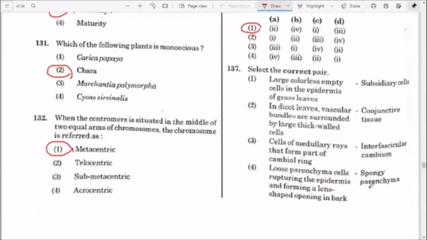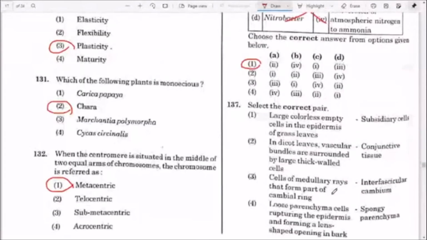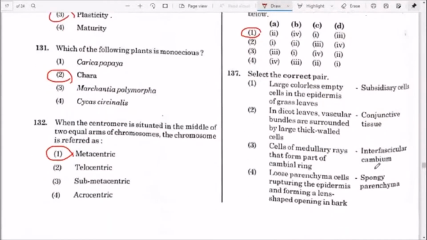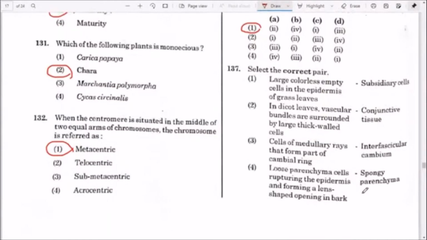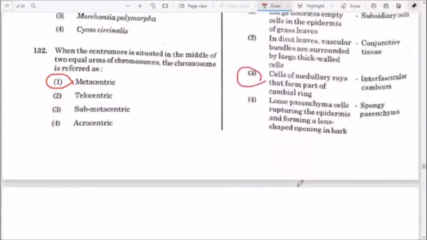Select the correct pair. Large colorless empty cells in the epidermis of grass leaves. In dicot leaves, vascular bundles. What is the correct option? Correct pair: subsidiary cells, conjunctive tissue, interfascicular cambium, spongy parenchyma. Cells of medullary rays that form part of cambial ring are interfascicular cambium. So option number 3 is correct option, students.